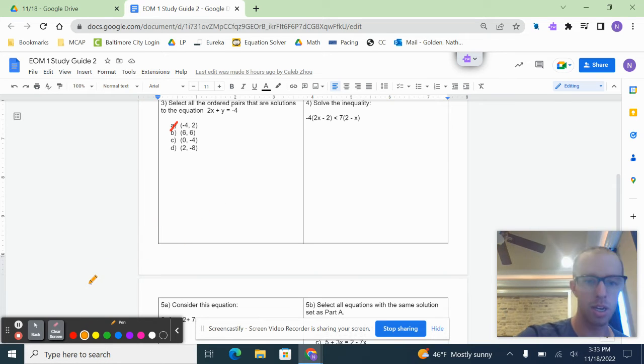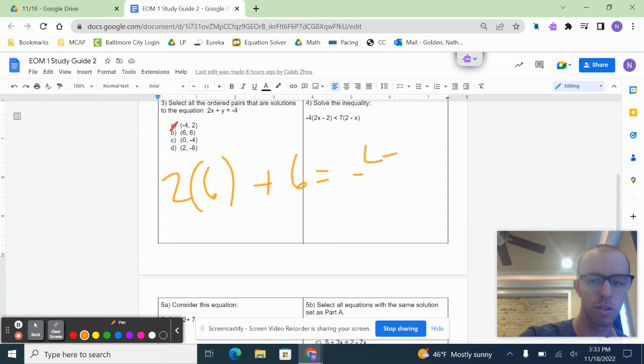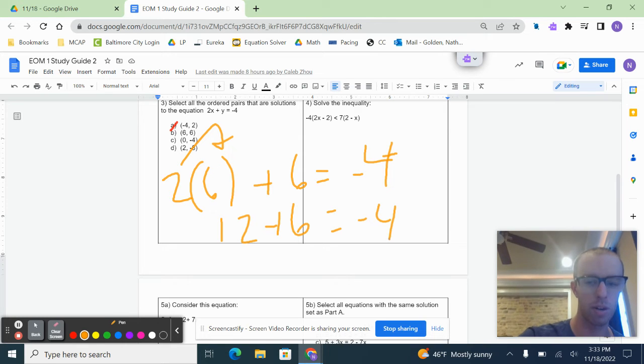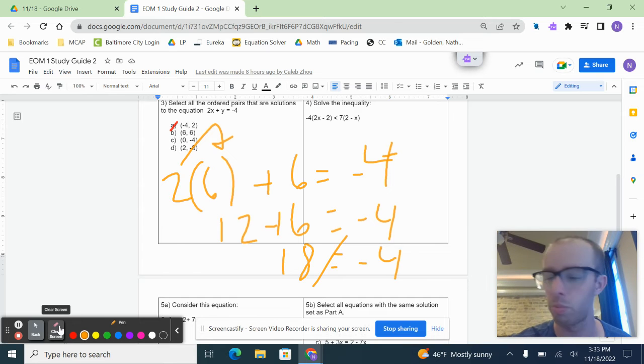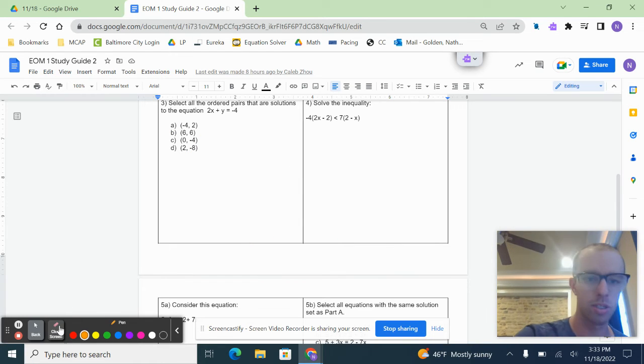Let's try B. Again, I'm going to write the equation. 2, plug into the x, a 6, times 6 plus 6 equals negative 4. 2 times 6 is 12. 12 plus 6 is 18. 18 equals negative 4. That is not true. So B is not correct either. A is not correct. B is not correct. Now I'm going to check C.